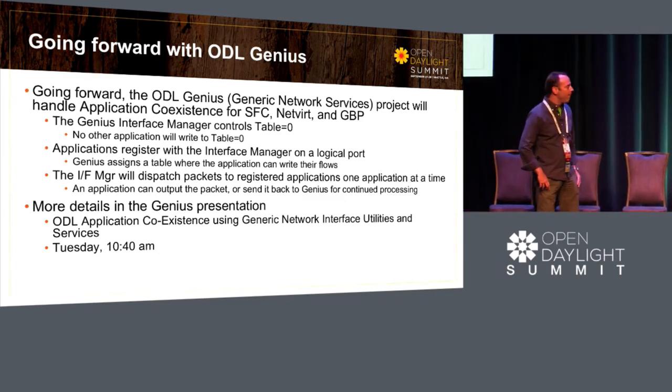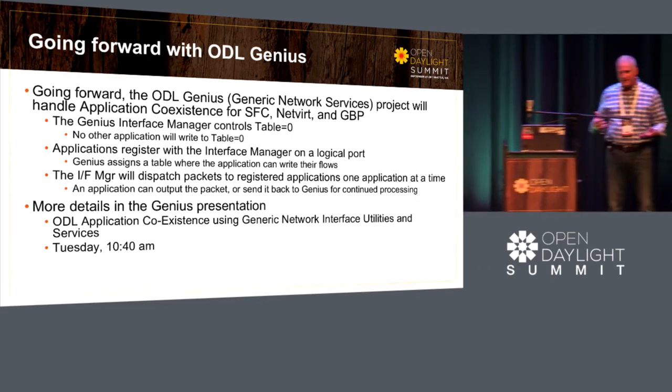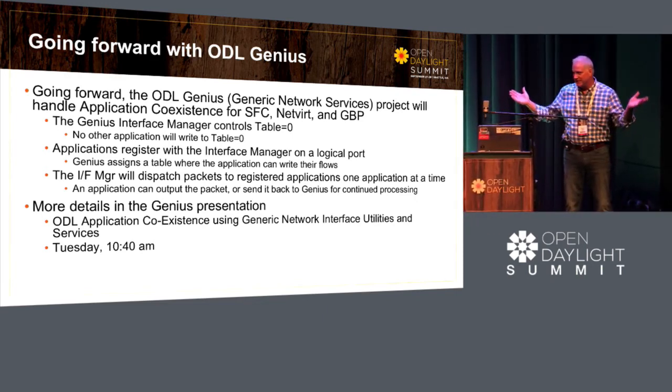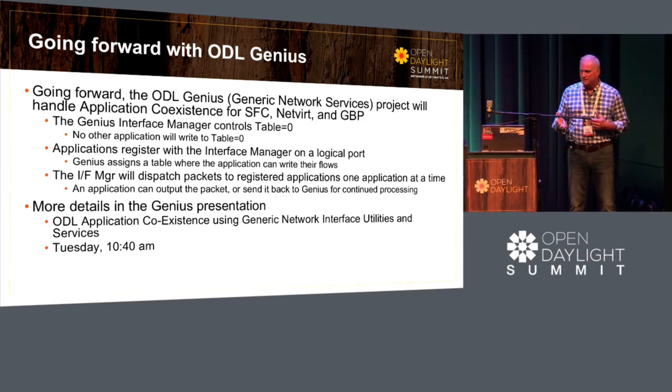I'll just add that another thing that Genius does is it helps allocate tables. So if an application needs certain tables, it'll tell you which ones to use, and then also manages tunnels so that the different applications can share the same VXLAN tunnels, for example, rather than creating their own.